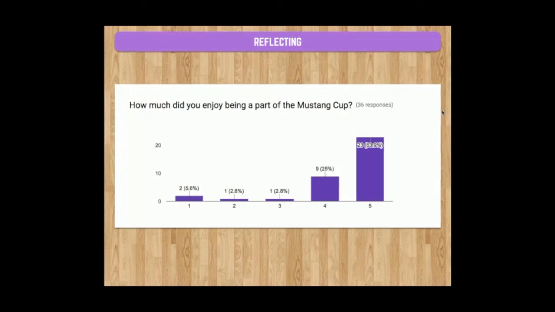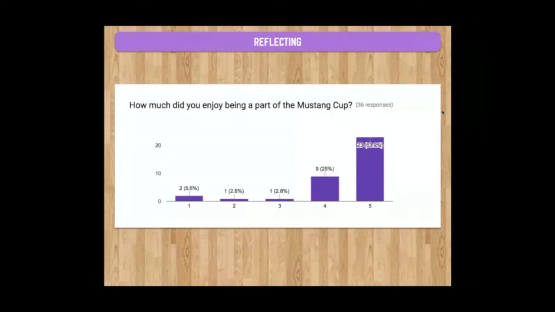At the end of the unit, we also had an element of reflection, in which the students filled in a Google form that asked them about their experience in being part of the Mustang Cup. You can see there the overwhelming majority of students really enjoyed it, 5 being the highest score, 1 being the lowest. A majority of students were scoring 4s and 5s, saying they absolutely loved being part of that sport education unit and would be very, very happy to do it again.